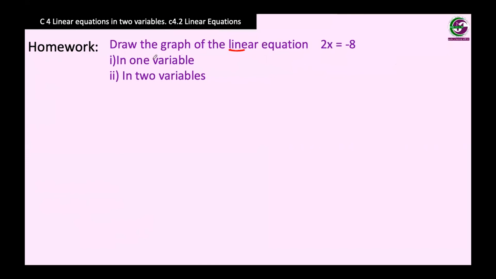So here the homework for you is to draw the graph of linear equation 2x equal to negative 8 in one variable. In one variable means you will have a number line. You can represent a point on a number line. So you have to divide by 2. So you will get x equal to negative 4. So it is your time now. Do it yourself. And you can submit your homework in the comment box.